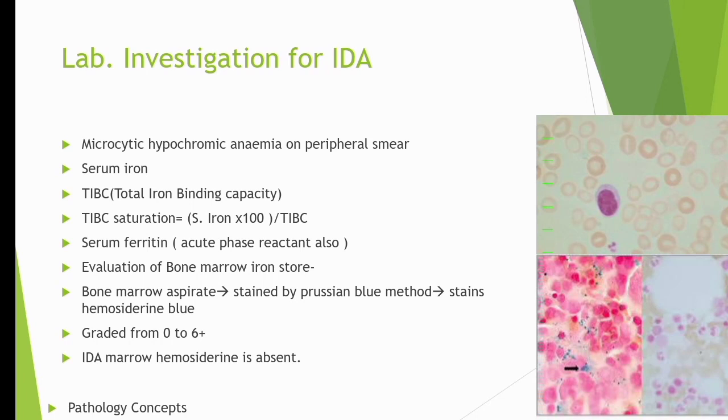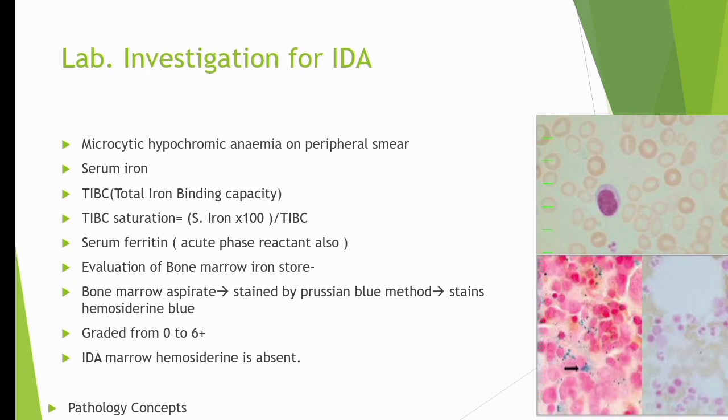Now we learn the laboratory investigation of iron deficiency anemia. Peripheral smear shows microcytic hypochromic anemia, and other investigations are serum iron, TIBC, transferrin saturation, serum ferritin, etc. Among these, serum iron, transferrin saturation, and serum ferritin are decreased in iron deficiency anemia, and TIBC is increased.